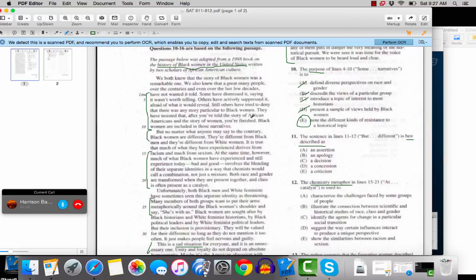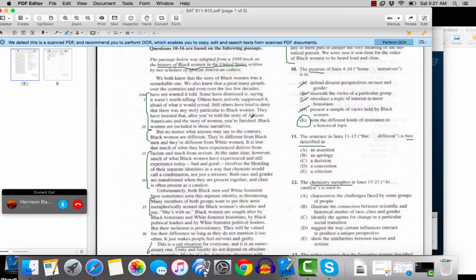But we're just looking at lines 11 to 12. So people haven't wanted their story told, but no matter what anyone may say to the contrary, black women are different. You can kind of hear a tone there. You can kind of hear something in that. And don't look at the answers yet, but if you had to describe what the feeling is there, what that thing is doing, what's that line doing?